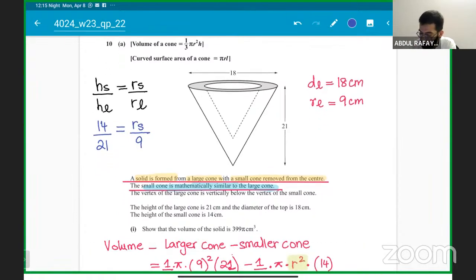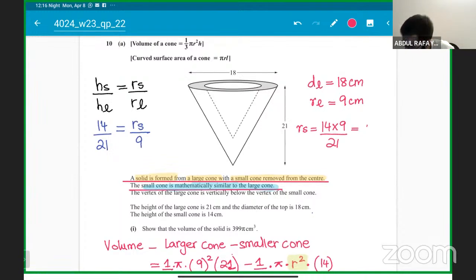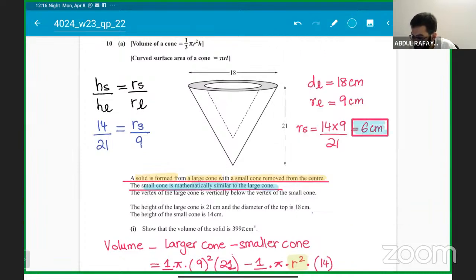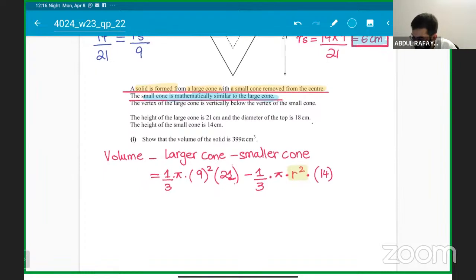Make sure to place the values properly. The height of the larger cone was 21, the radius of the larger cone was 9, the height of the smaller cone is 14, but we don't know the radius of the smaller cone, and that is what we are looking to find, students. So the radius of the smaller cone is 14 times 9 divided by 21. Whatever the calculator gives, you can rely on that after simplifying. It is coming 6 centimeter as the radius for the smaller cone.